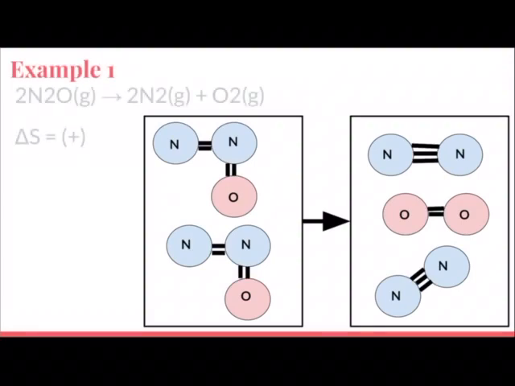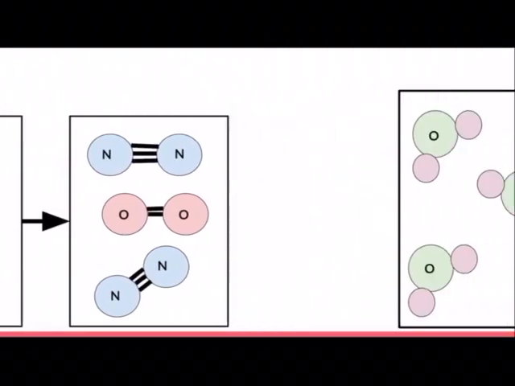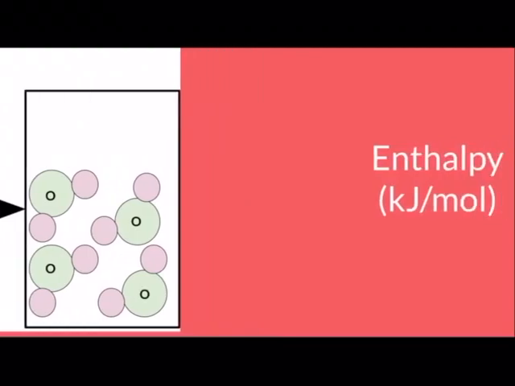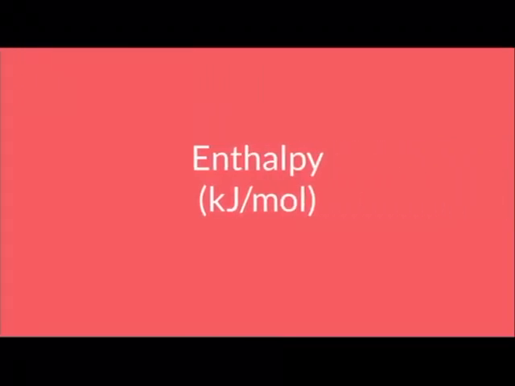In the first example, nitrous oxide gas separates into nitrogen gas and oxygen gas, which would have a delta S sign that is positive since there are more moles of products than reactants. For the second example, H2O gas is changing into a liquid, so delta S would be negative because the product is becoming more ordered.